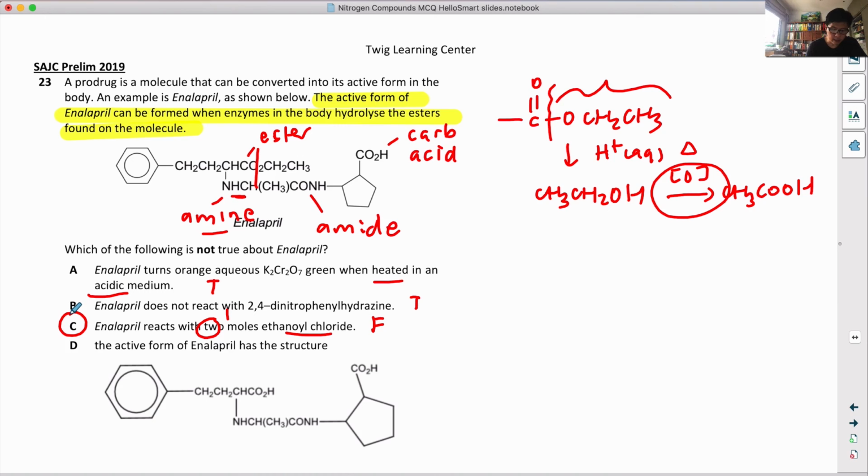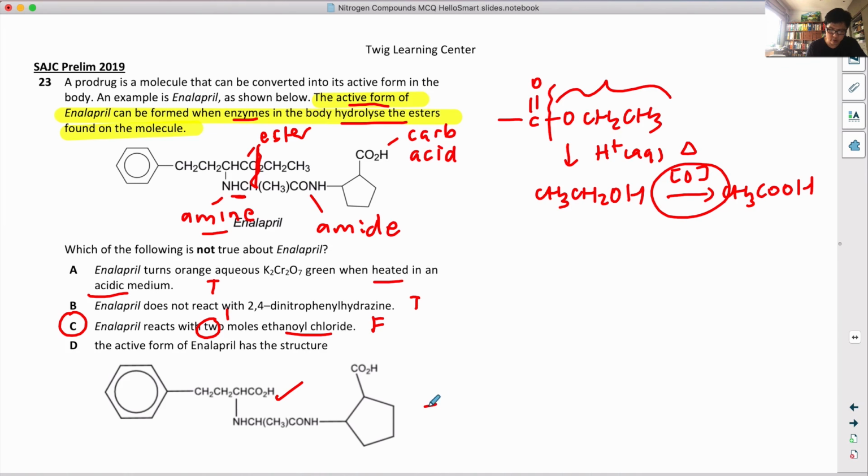Answer is C. The active form has this structure. They say the active form can be formed when enzymes hydrolyze the esters found on the molecule. So what it means is once you hydrolyze the ester linkage here, this is what you get.